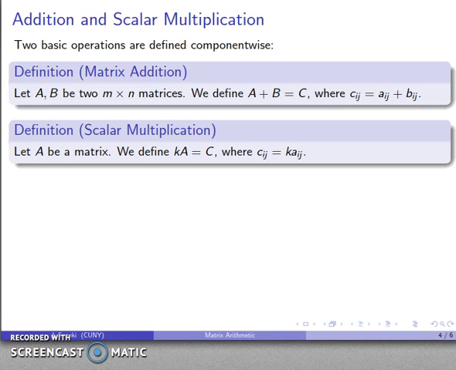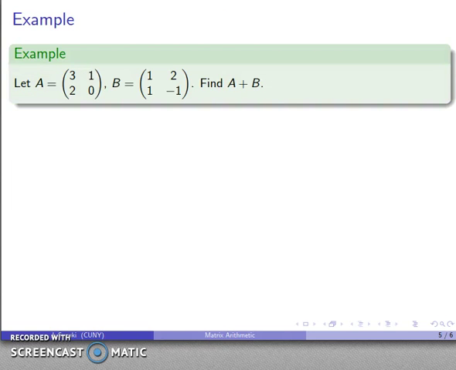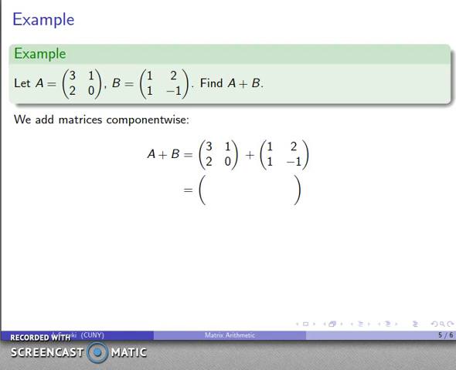The entries of C are going to be the sum of the corresponding entries of A and B. And likewise for scalar multiplication, if I have a matrix, I can define the scalar multiple of that matrix to be the matrix whose components are k times the corresponding components. And this is essentially what we do with vectors, so there really isn't that much difference between the two, except that we're dealing with sets of vectors instead of single vectors themselves. So if I have two matrices A and B, if I want to find the sum A plus B, I'll add those matrices component-wise. So my first component of the sum will be the sum of 3 plus 1, 1 plus 2, 2 plus 1, 0 plus negative 1, and all of these are sums of real numbers, so I can add them together without any difficulty.